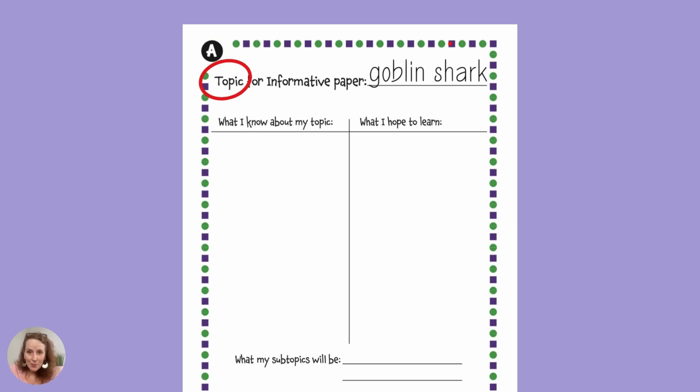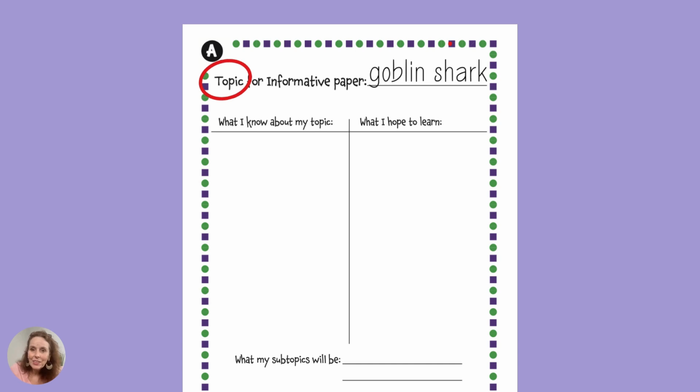So grab that sheet of paper that has the letter A in the top left corner, and where you see that blank beside topic for informative paper, write goblin shark, because that is indeed our topic. As you write goblin shark, let me define what a topic is. A topic is the big umbrella. So imagine a big umbrella that is telling us the big subject. But underneath that umbrella, we need to have something called subtopics, because sub means under. These are topics that come under the main topic.